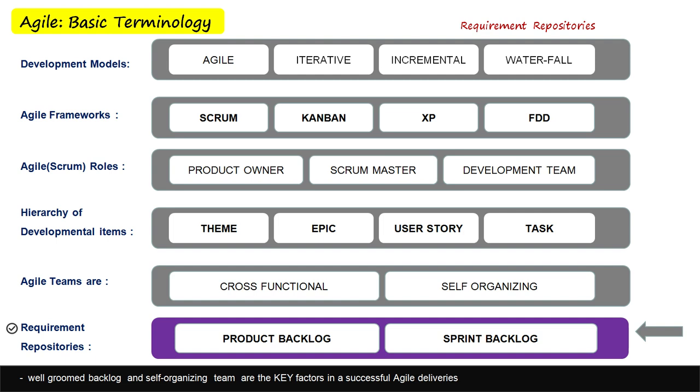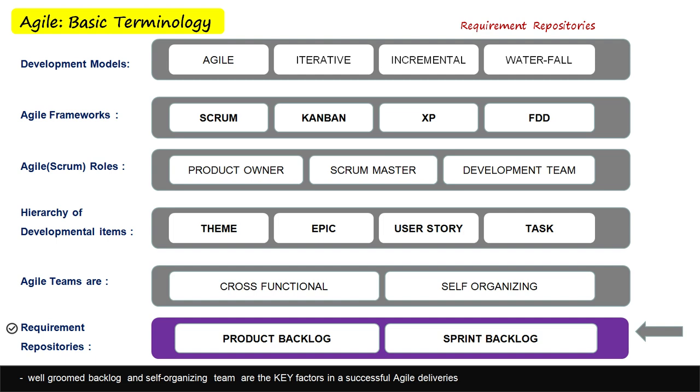The next one is the sprint backlog. The sprint backlog is a subset of the product backlog where the team will select the items from the product backlog in ready-to-work state and keep them in the sprint backlog to work on in the current development cycle. Only the requirement items that are verified and groomed are moved to the sprint backlog.